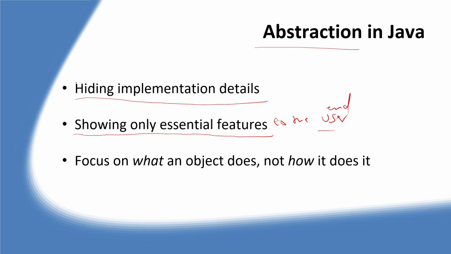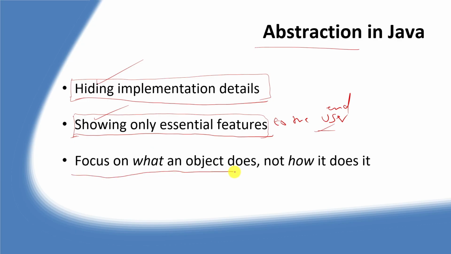So hiding implementation details. Okay. The backend logic, what we have written, how it is performing, those things will be hidden. And only the essential part, what the end user should know, only that information will be shown. Okay, so focus on what an object does, not on how it does.